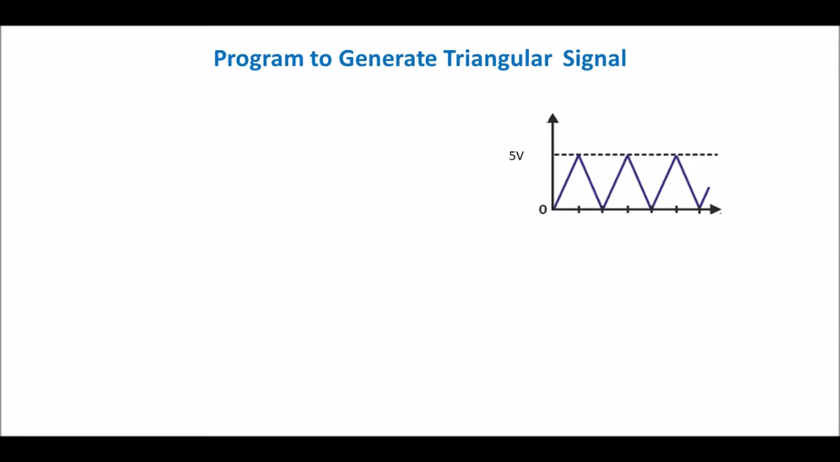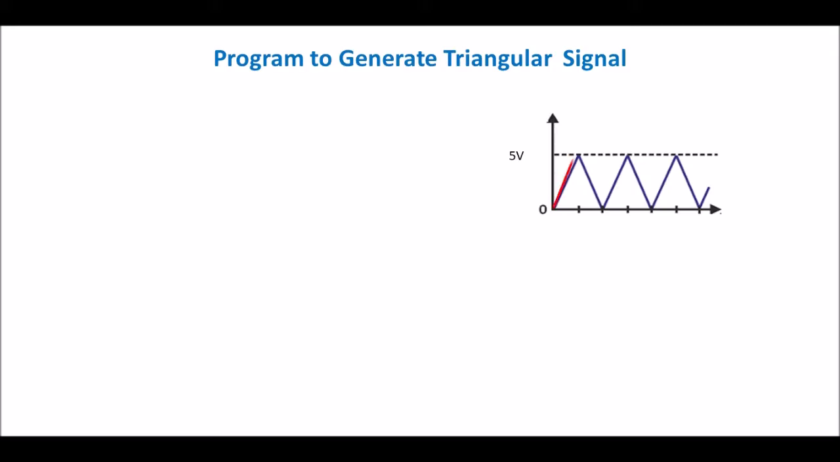Program to generate a triangular signal using DAC. Now to generate a triangular signal, we'll use the same logic which we have used for ramp generation. So first we'll send 00H to the DAC. So the output of the DAC will be 0 volt, and then we'll start incrementing the digital input by 1. So next time we'll send 01H, then 02H, 03H. So the corresponding analog output will also increase.